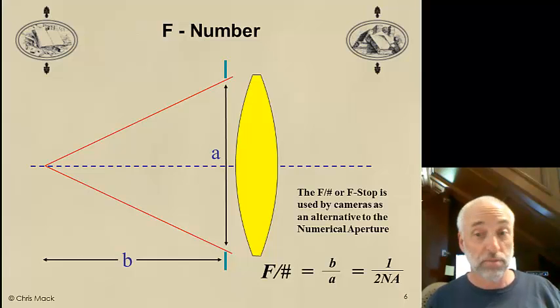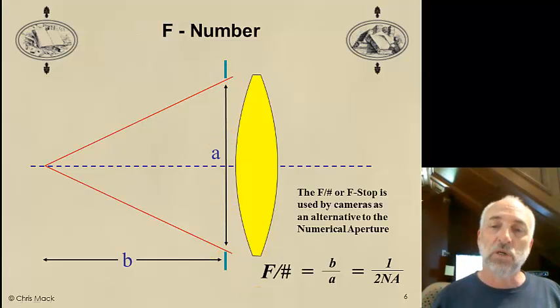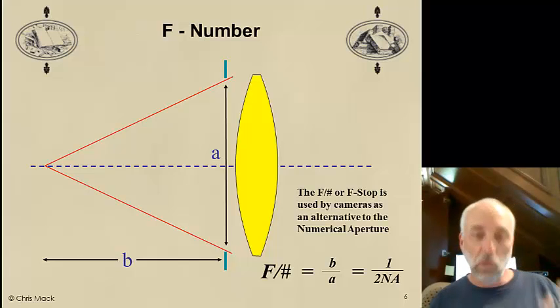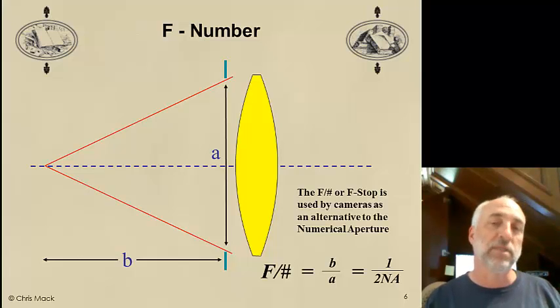These are f numbers. The f number is simply the distance from the lens to the film, B, divided by the diameter of the opening, A. And the f number is simply 1 over 2 times the numerical aperture. So while in amateur photography we have something called the f-stop, it's in fact the exact same concept as the numerical aperture, just expressed in a different way.